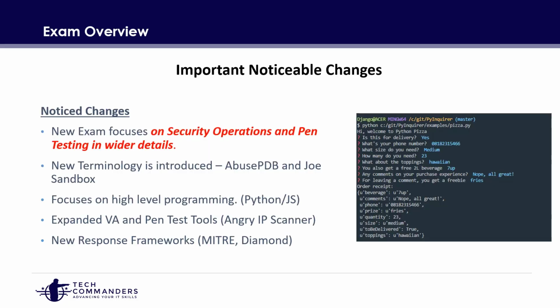All right. The noticeable changes that I can point out pretty obviously, from my experience with the beta but also from looking at the objectives, would be here. Security operations and pen testing is certainly tested heavier. No question about it. Another area that I noticed was they added some new terminology. So AbuseIPDB, Joe Sandbox. Okay, so what exactly would those be?